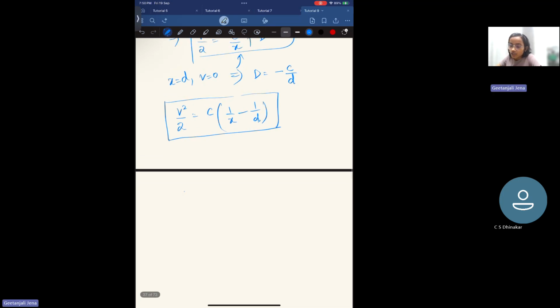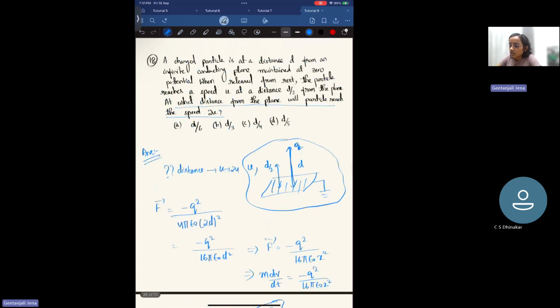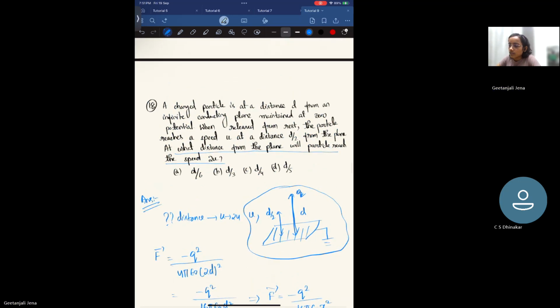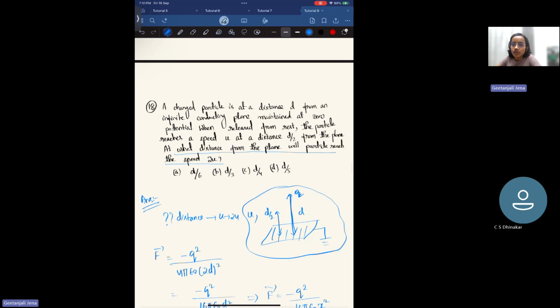Okay, so to find out the distance at which it will reach a velocity v2, what you can do, you just take the ratio v2 by v1 whole square. It should be 1 by x2 minus 1 by d, over 1 by x1 minus 1 by d. Question is, okay, so this is the question. Let me know when you are done.